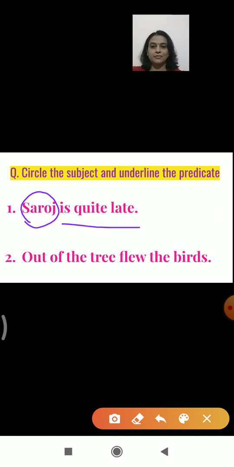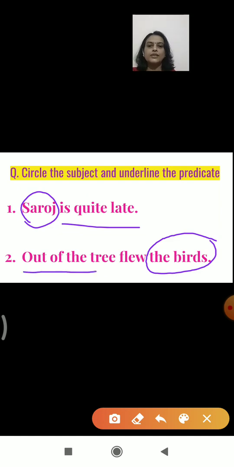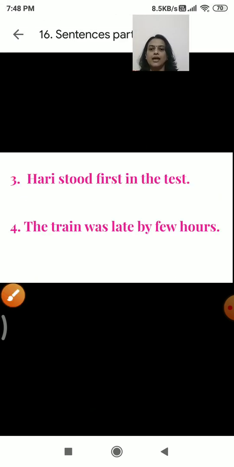Second one. Out of the tree flew the birds. Can we say we are talking about the tree, or we are talking about the birds? Yes, we are talking about the birds. So, we are going to circle the birds and out of the tree flew is our predicate. Got it?